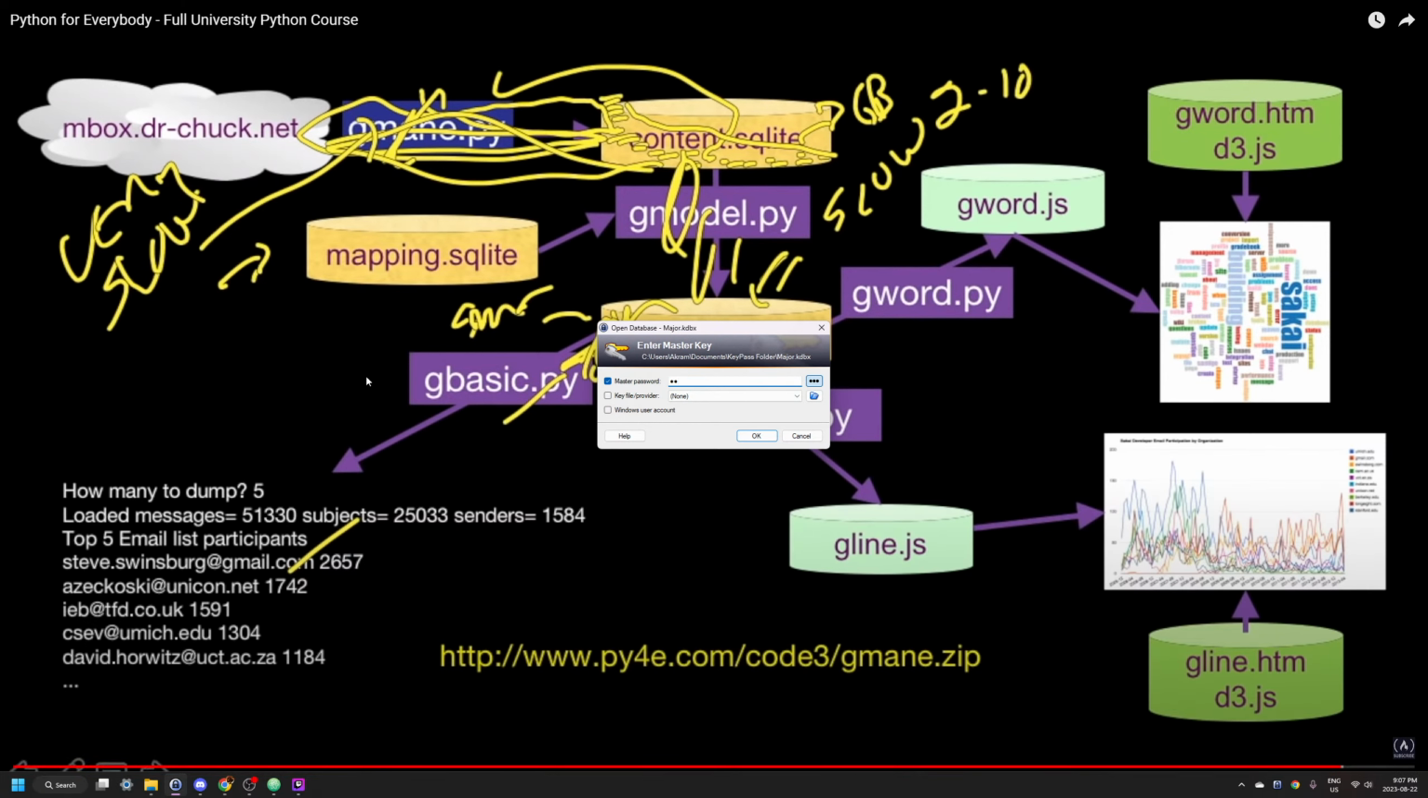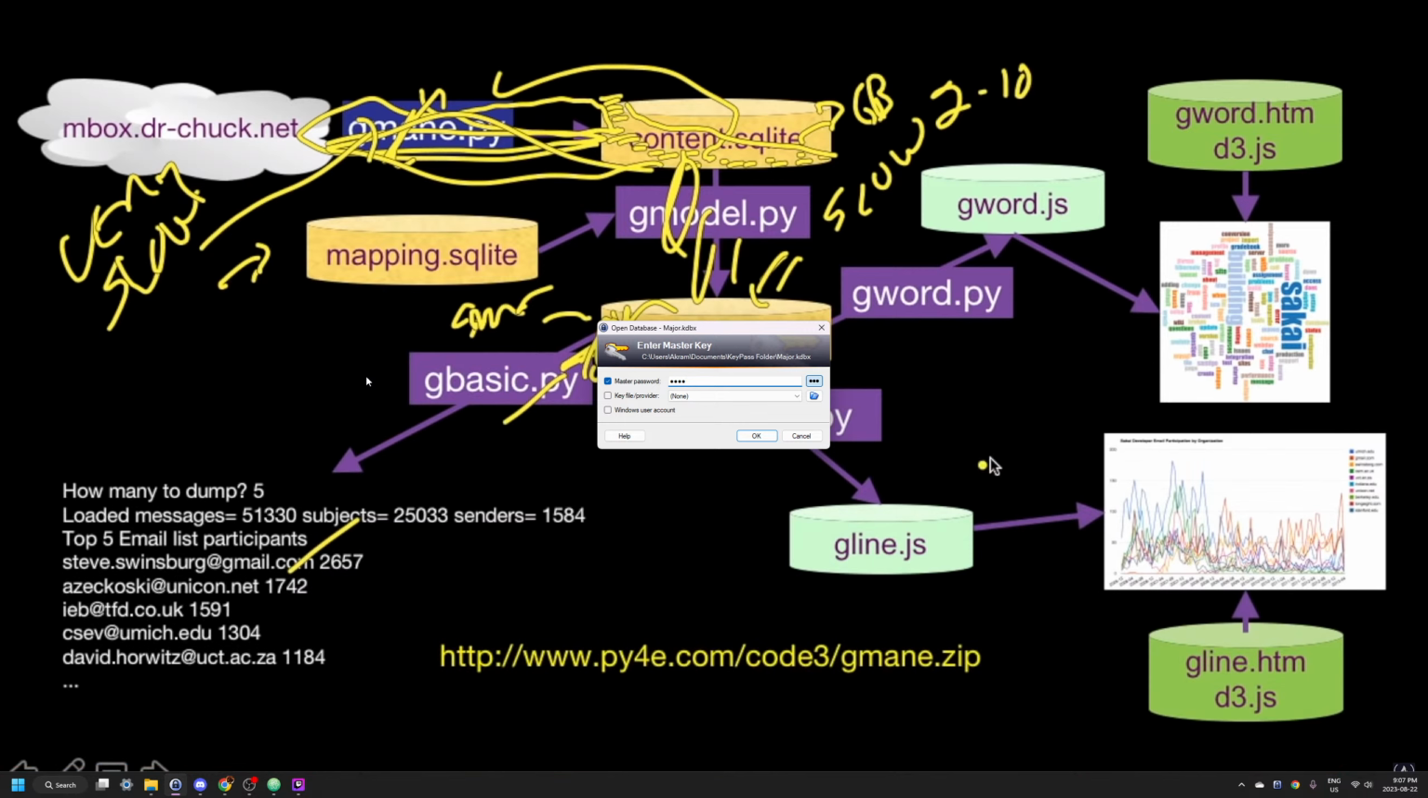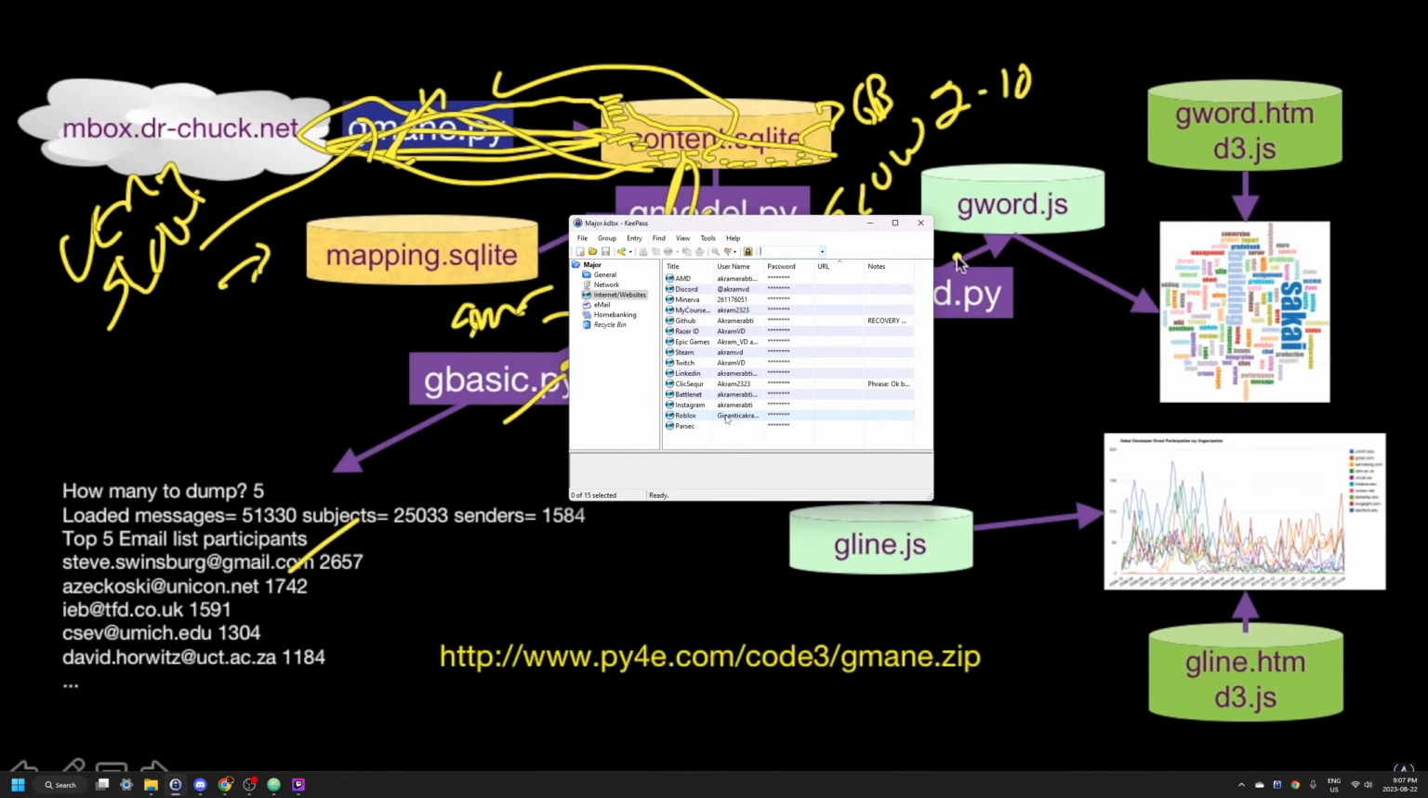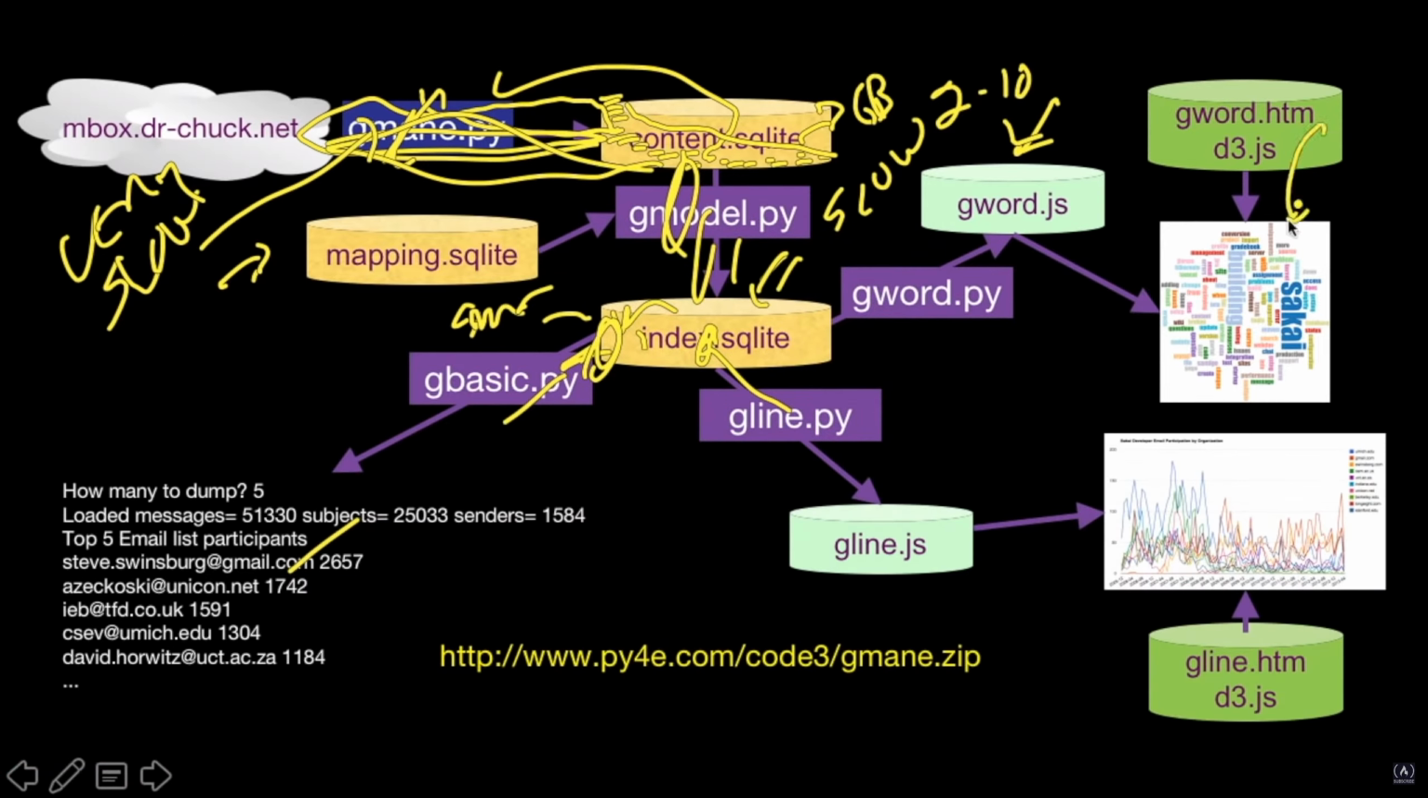Gline does some bucketing and makes some histograms to produce a line graph. And then gword does a different histogram. It does a histogram of word frequency and then produces that as the word frequency ends up in gword.js. And then we have two HTML files that use the d3.js visualization to produce a line and a word chart.